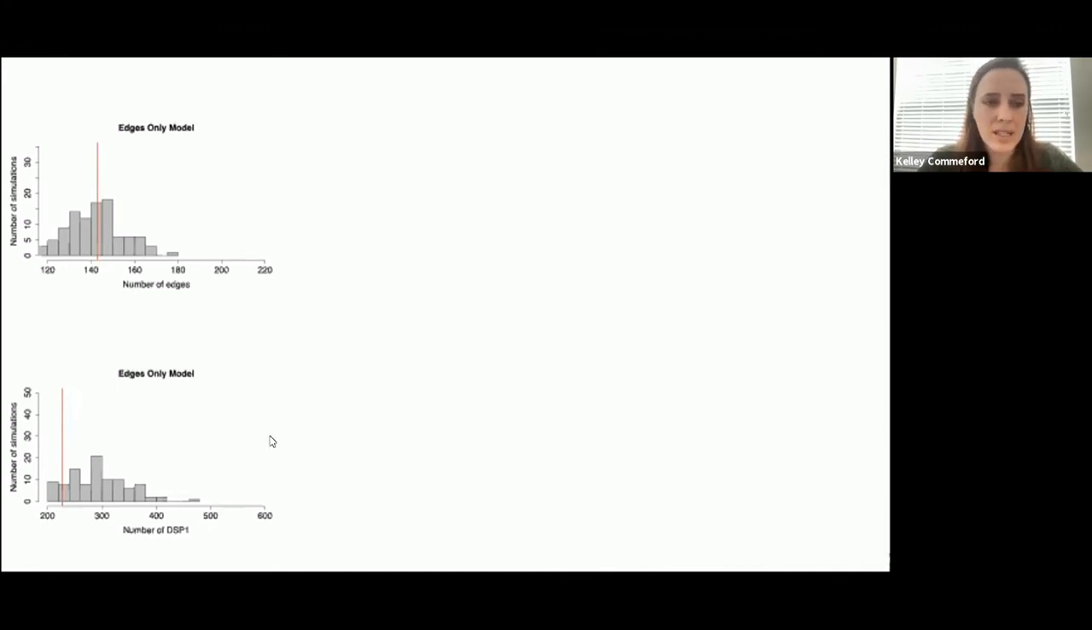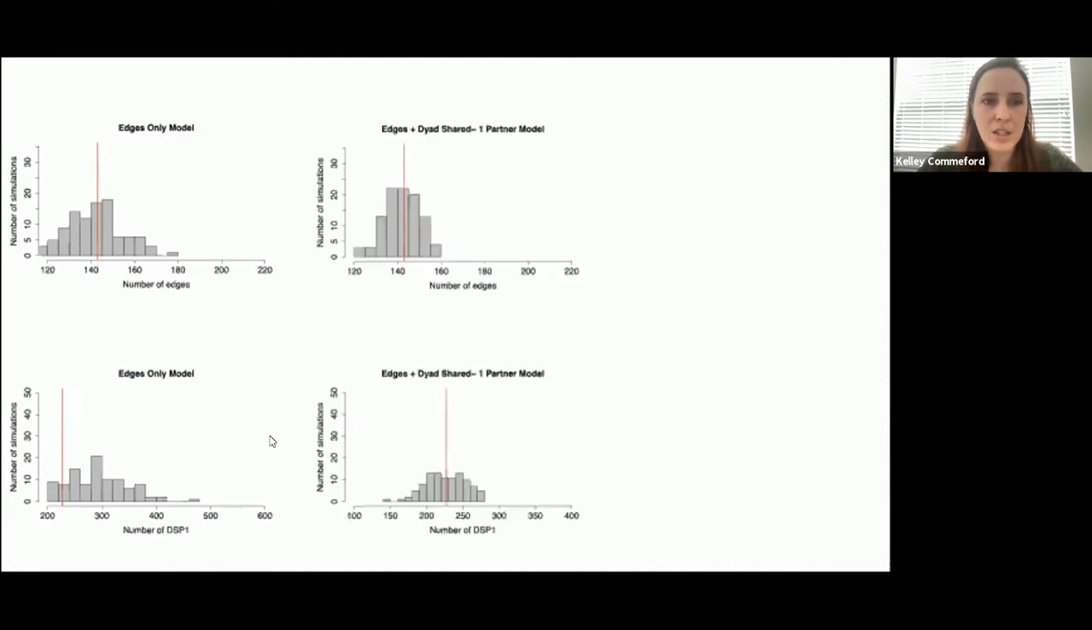We then decided to look at an edges plus a single dyad shared partner model. So this says that if this edge is going to make a dyad shared partner, then it is more or less likely to happen. So it tweaks that probability of the existence of an edge based on some conditions. When we did that and plotted it with our actual value, we get a much tighter simulation.